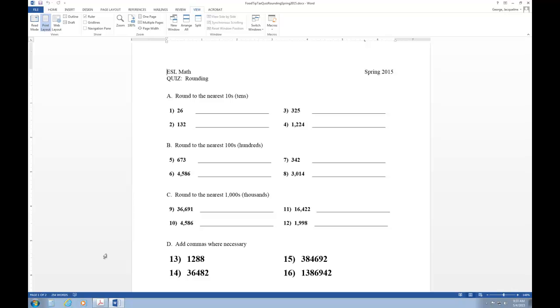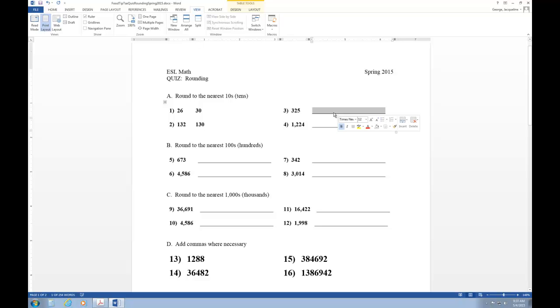In this first page, we're looking at rounding, and this first problem asks you to round to the nearest tens. With 26, since the 6 is more than 5, we're going to round up and make this one 30. For 132, if we look at that number 2, it's below 5, so we're not going to round up, and that's going to become 130.